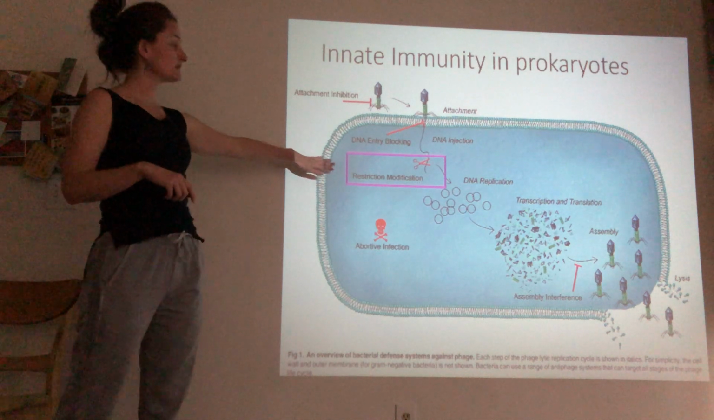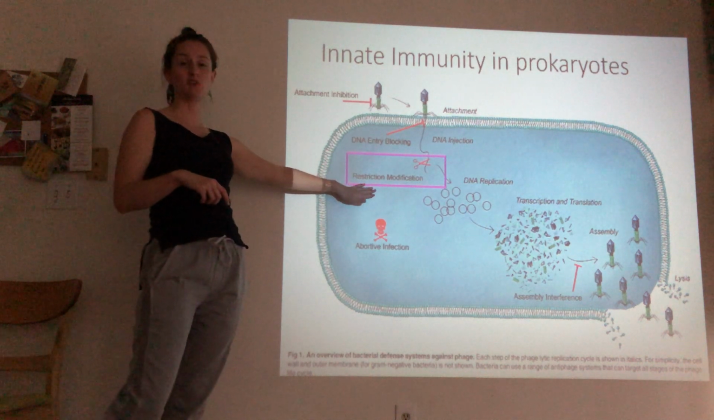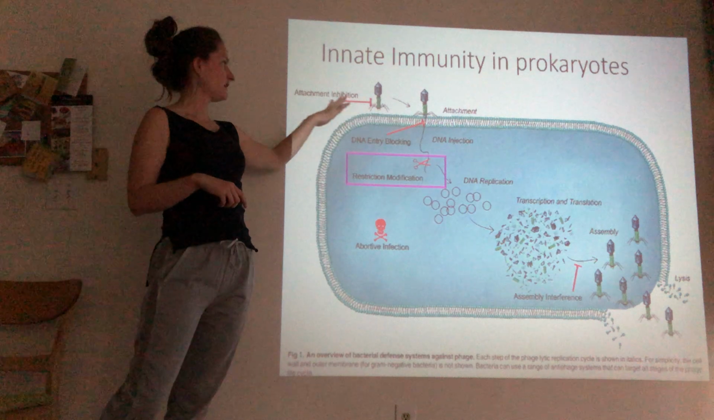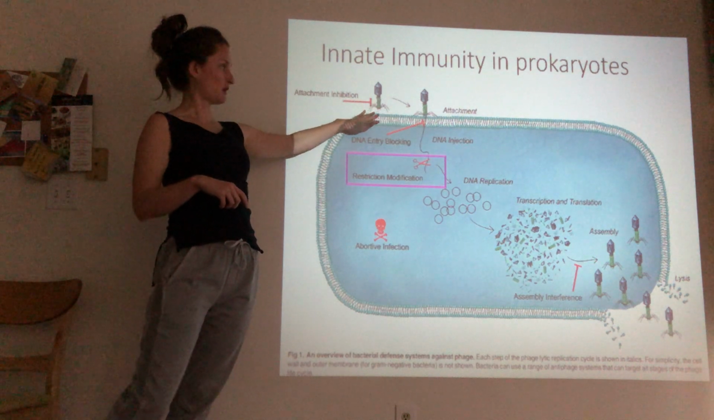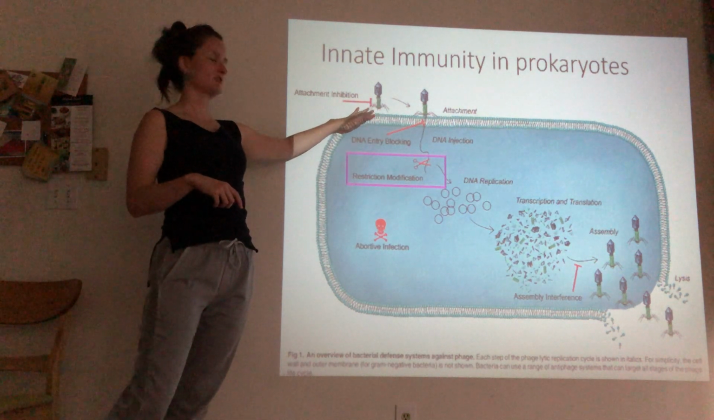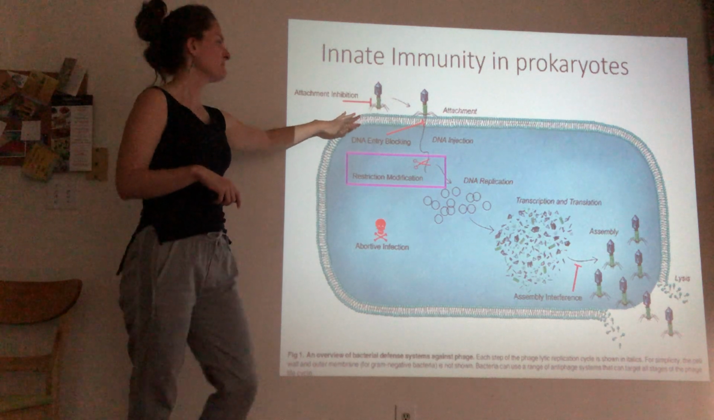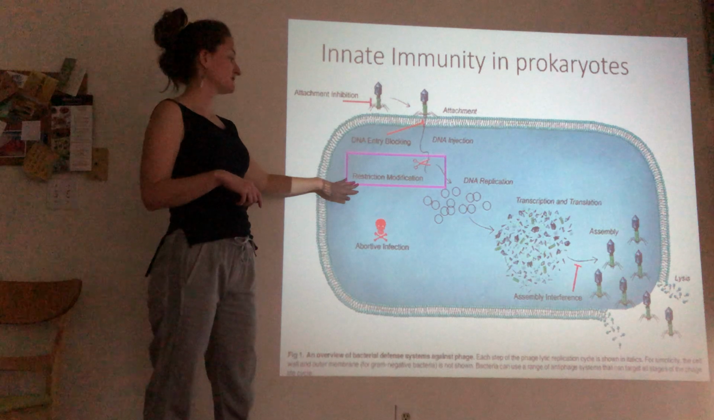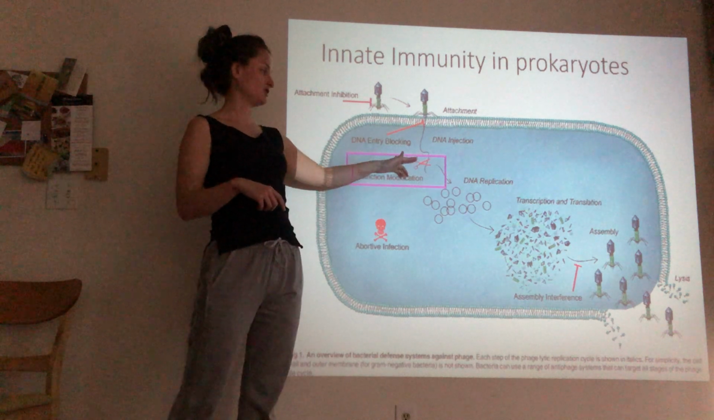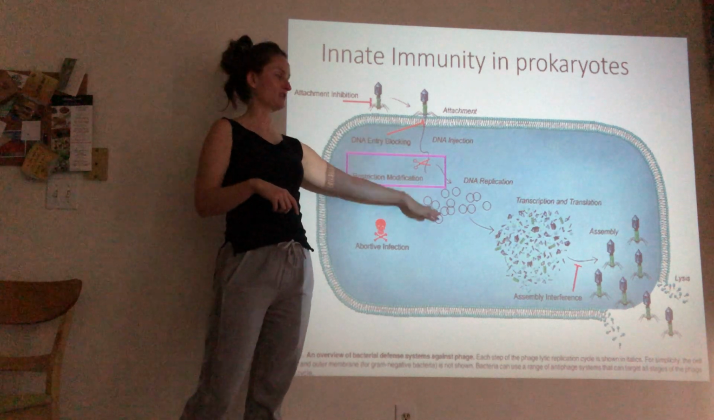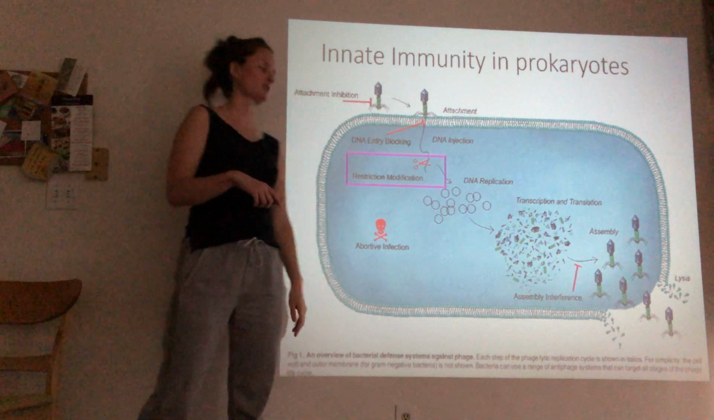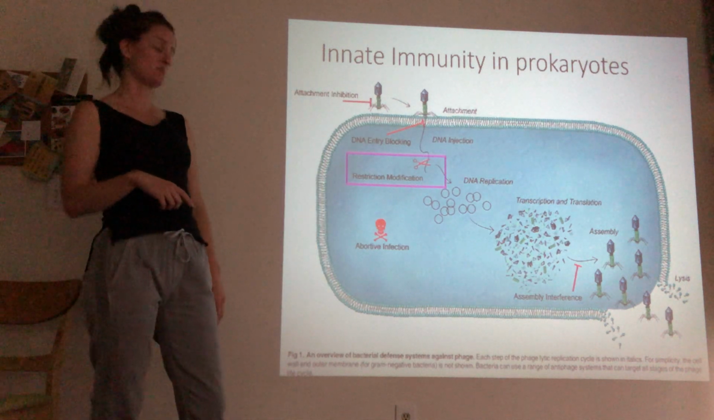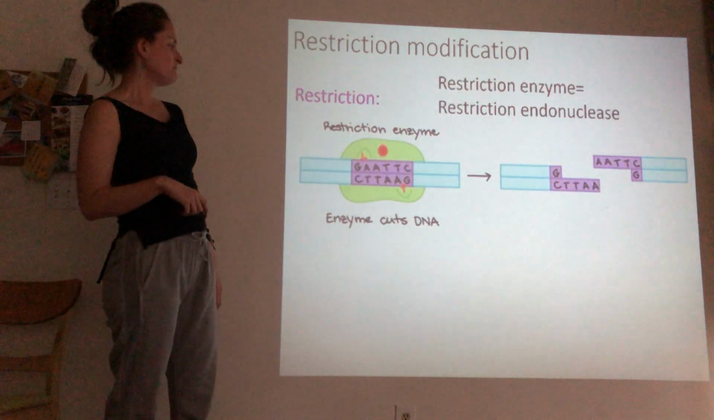Okay, so next we're going to talk about restriction modification systems. These act after the phage has adsorbed, if it's bypassed all of the bacterial defense mechanisms that prevent that, and does actually attach and inject its DNA. There are mechanisms that the bacteria can use to chop up that DNA so that it doesn't go into the cells and form a productive infection. And these are called restriction modification systems.